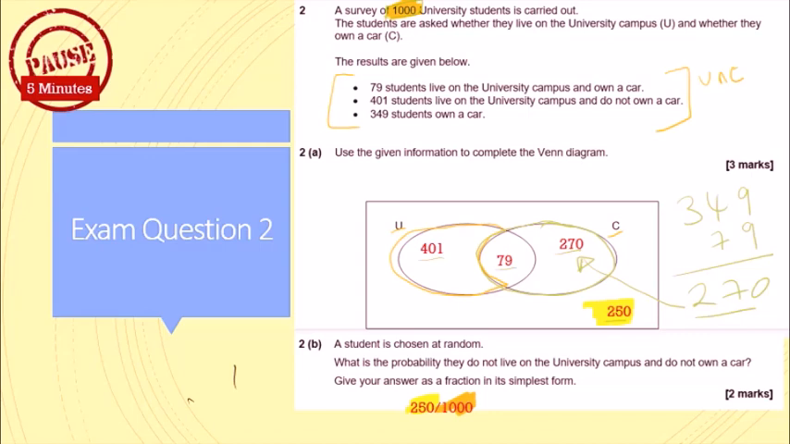Now the question doesn't finish there. It says give your answer in its simplest form. So again, it's worth 2 marks. So 1 mark would be for 250 out of 1,000, and your second mark would be for simplifying that down to 1/4 by dividing top and bottom by 250.